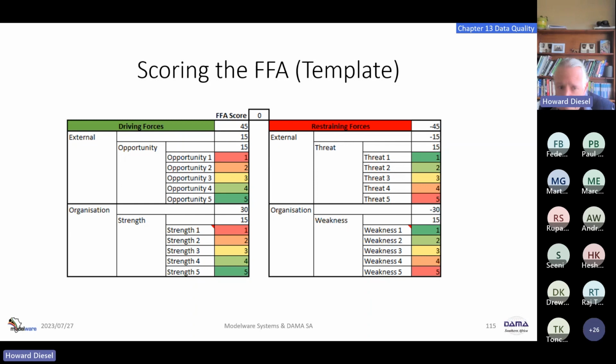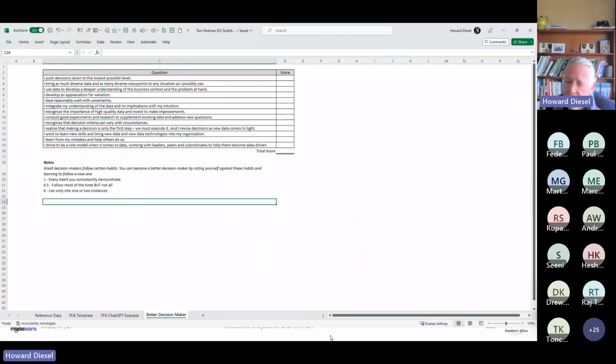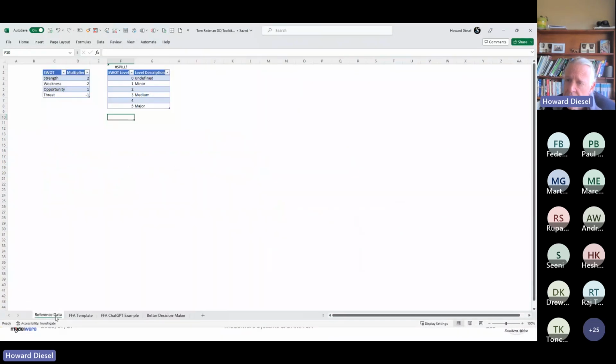Sorry. Yeah, let me just go to it. Okay, so here's my Excel, my toolkit in the different scenario. Now, what I do is, I'm hoping you can see that.